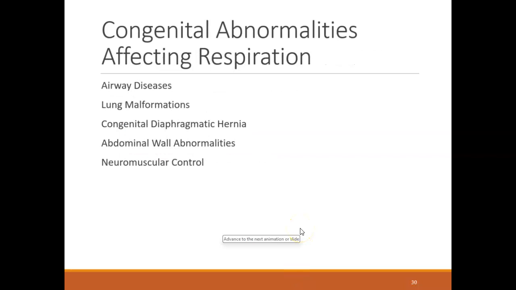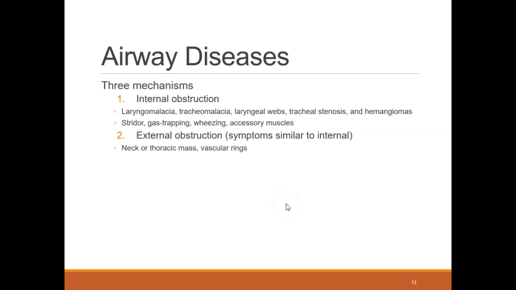All right. So congenital abnormalities affecting respiration. There are several here. Different airway diseases, lung malformations, diaphragmatic hernias, abdominal wall abnormalities, and then neuromuscular control issues all fall into this category. For airway diseases, there are three fundamental mechanisms. You have your internal obstruction. This could be obstructions inside the airways, like tracheomalacia or laryngomalacia. Babies can have laryngeal webs or tracheal stenosis.